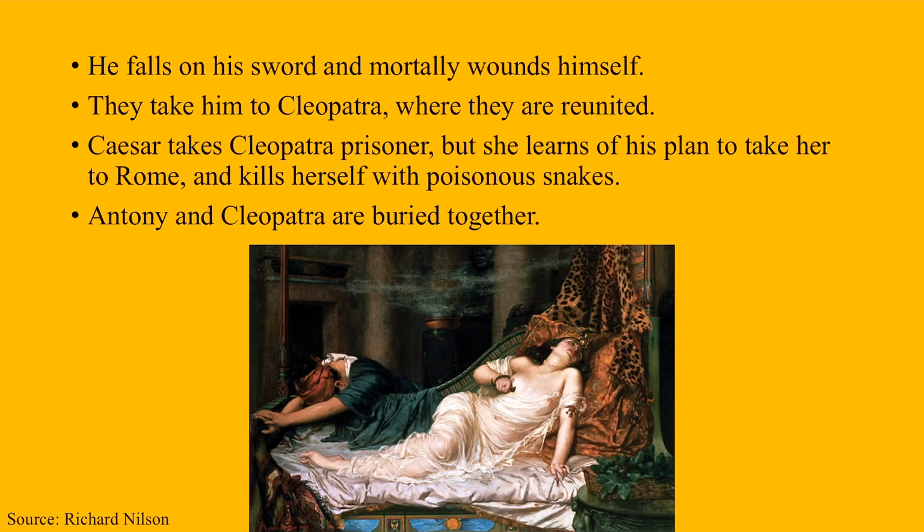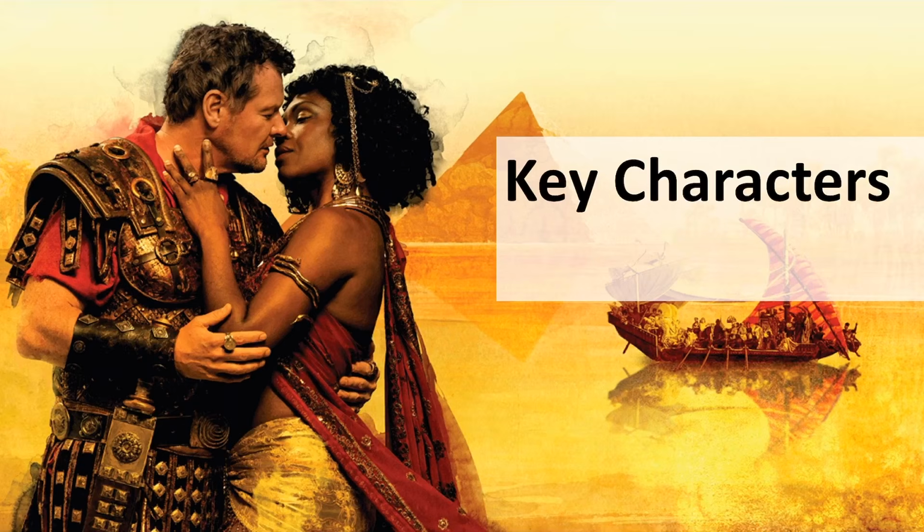Antony falls on his sword and mortally wounds himself. They take him to Cleopatra where they're reunited. Caesar takes Cleopatra prisoner, but she learns of his plan to take her to Rome and kills herself with poisonous snakes, and Antony and Cleopatra are buried together.